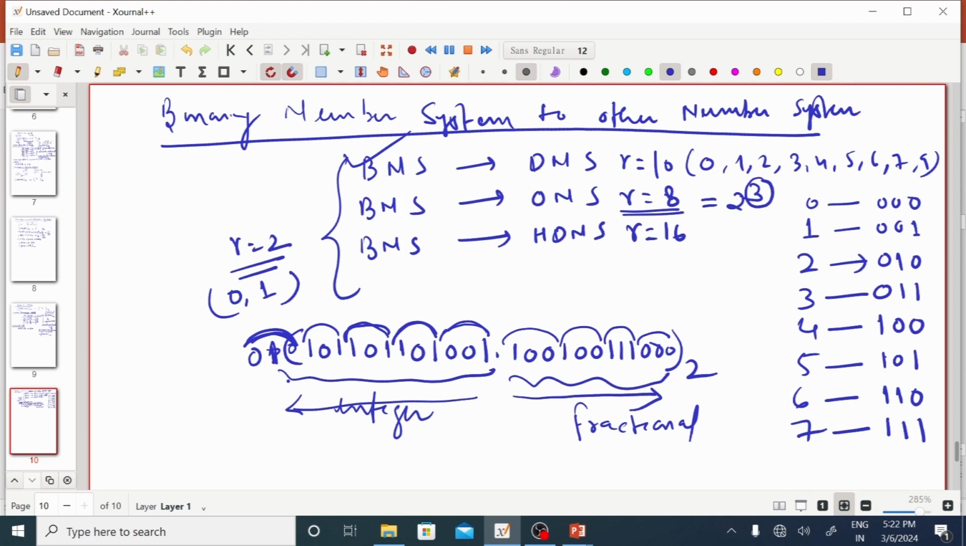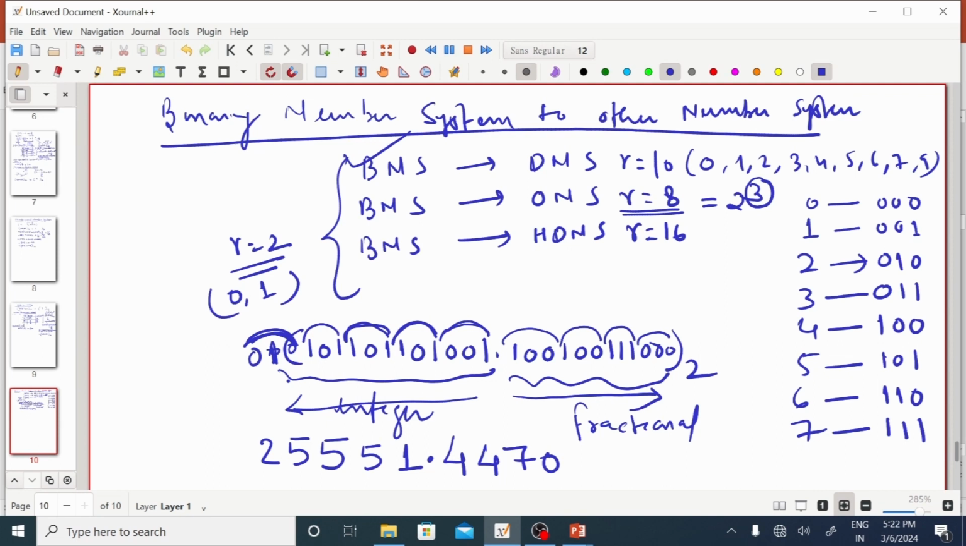So what is this? This is 0 1 0, which represents 2 as an octal digit. This is 1 0 1, that represents 5. 1 0 1 again, that is 5. This is 1 0 1, that is again 5, and this is 0 0 1, that represents 1. Then put the octal point here, and this group 1 0 0 represents 4. Another 1 0 0 represents 4. 1 1 1 represents 7. 0 0 0 represents 0.